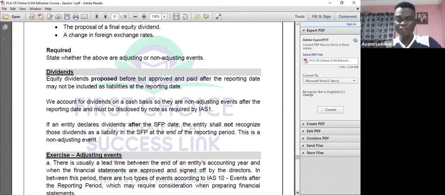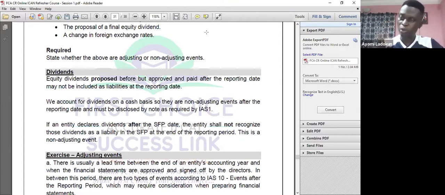For example, dividend was proposed in November 2019, but paid in January 2020. So the question is this: will I go back to last year's account and recognize a liability? Okay, do I really have a present obligation as at the year end? So that's the issue here. So listen up. Anytime you see a question on dividend and it relates to IAS 10, then you tell the examiner that dividend is a non-adjusting event.